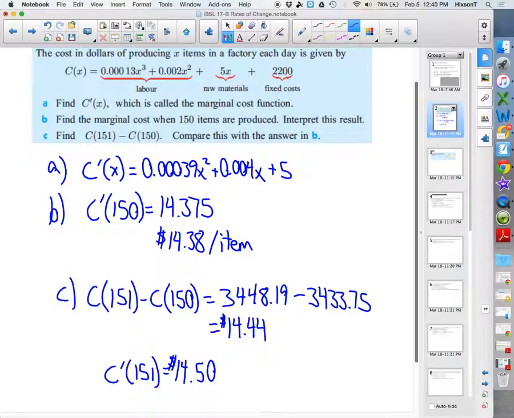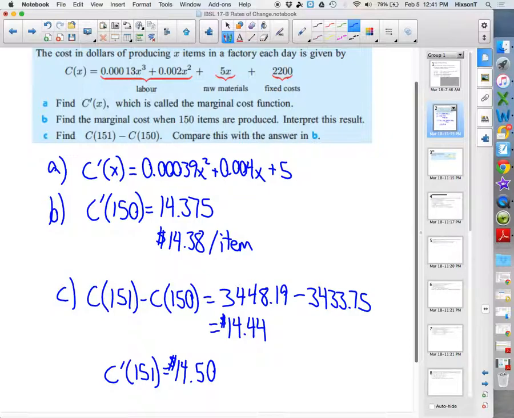Interesting to look at these together. But this would be our marginal cost. It's the cost of each item when we produce 150. So, in order to sell these for a profit, we have to charge more than $14.38.